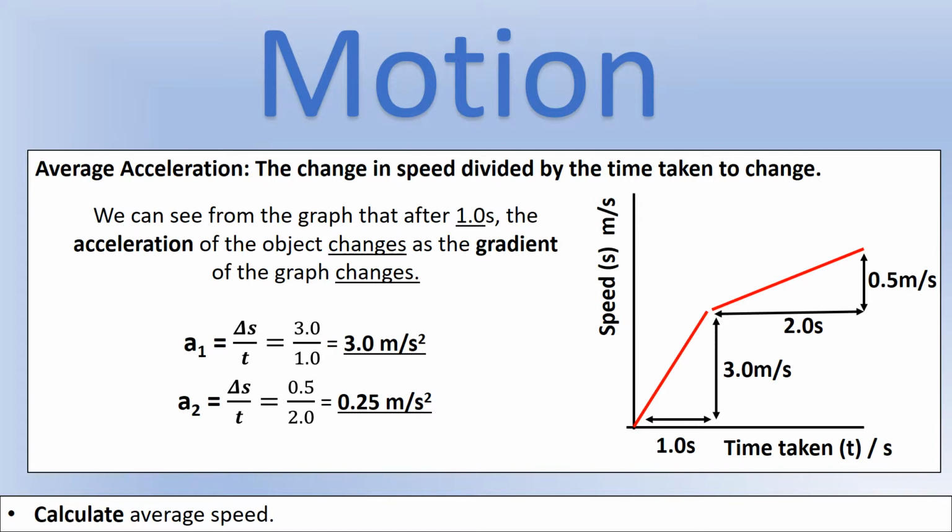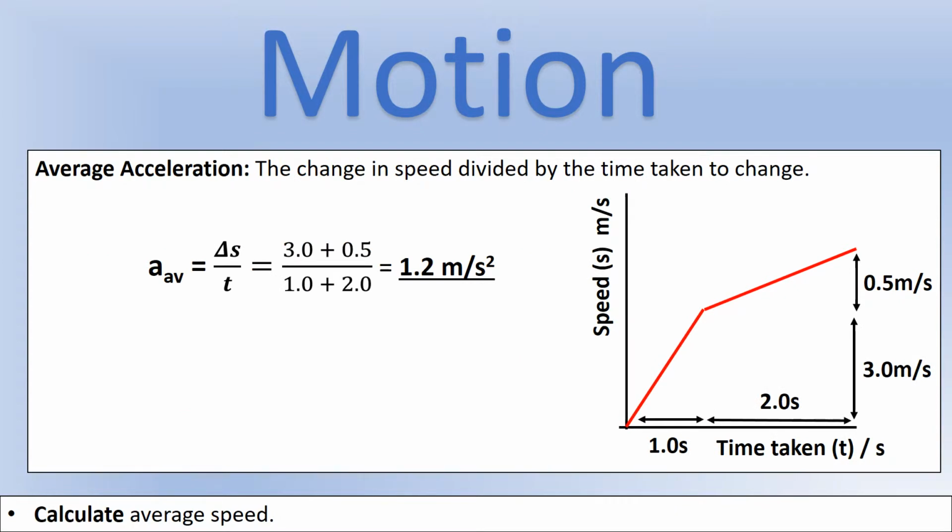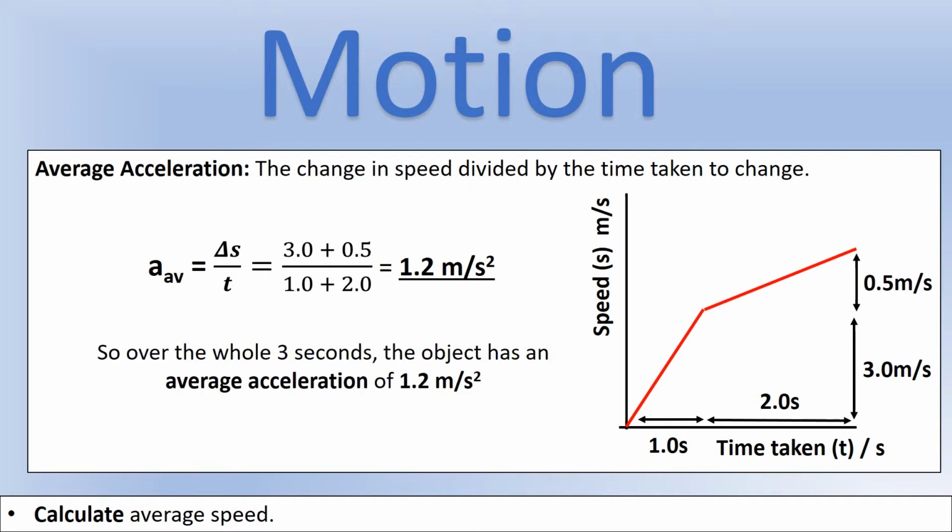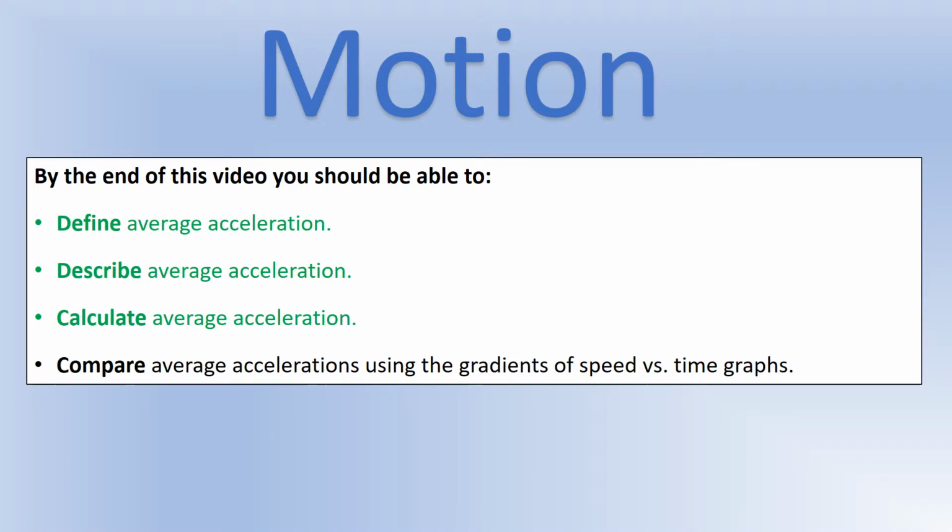Okay, but what about if we want to calculate the average acceleration over the whole graph? Well, the total change in speed is 3.5. The total time taken is 3 seconds. So if we divide the change in speed by the time, we get the average acceleration over those 3 seconds, which is 1.2 meters per second squared. So what we say is the average acceleration over this period is 1.2 meters per second squared. Okay, so that's how we calculate average acceleration using numbers and the graph.